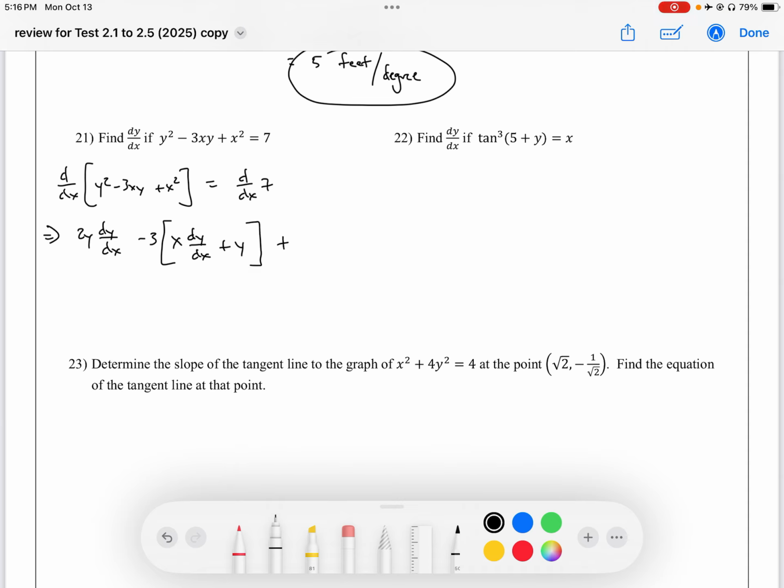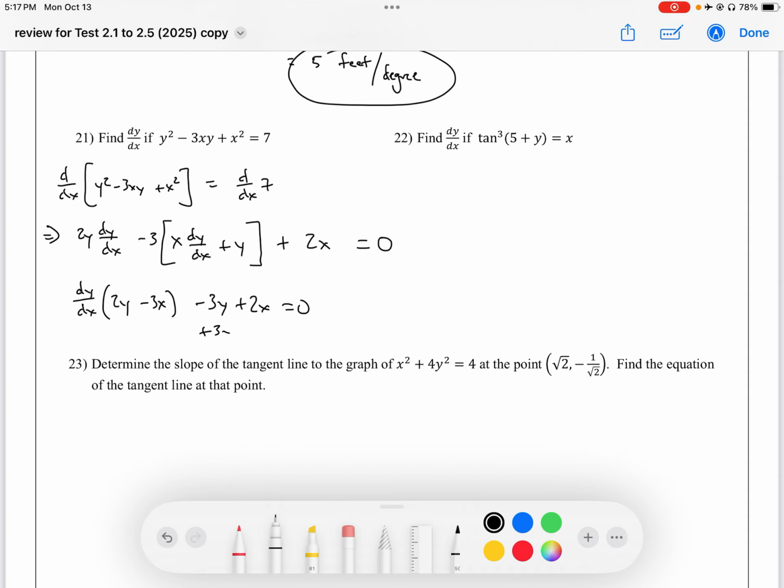Plus the derivative of x squared with respect to x, which is just 2x, and that all equals 0. So the calculus is done at this point. Now it's just algebra to solve for dy/dx. What we're going to get is dy/dx times 2y minus 3x. There's the 2y, there's the minus 3x. And then if I distribute this, I'm going to get minus 3y plus 2x equals 0.